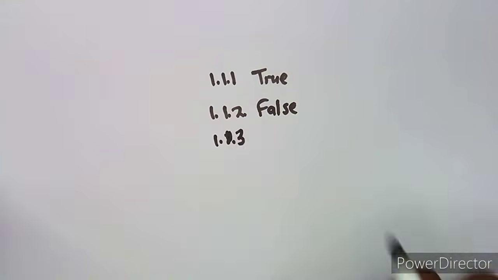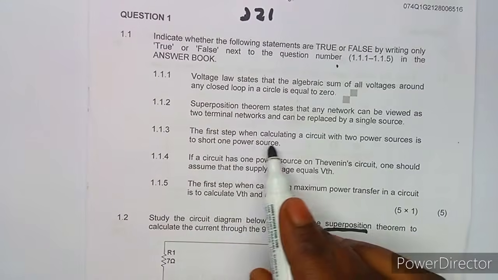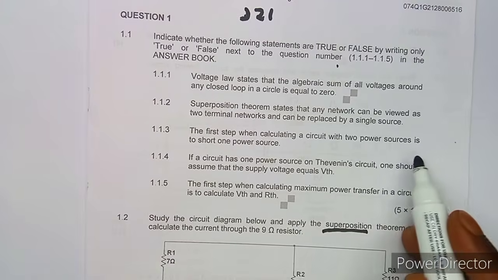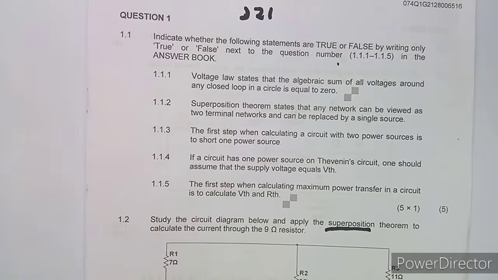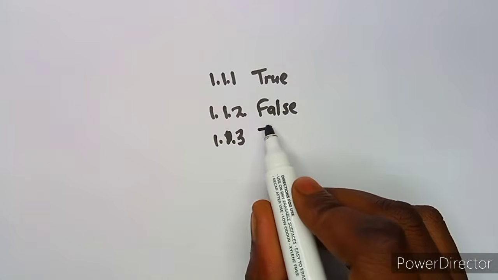All right, then we've got 1.3. The first step when calculating a circuit with more than one power source is to short one power source. All right, that is true in this case for maximum power. So this one is true.